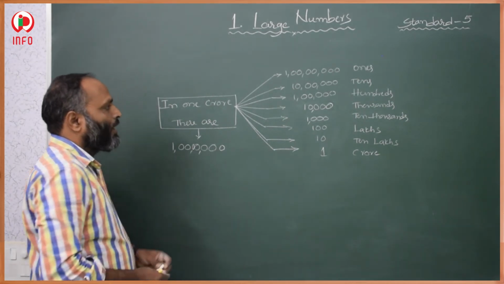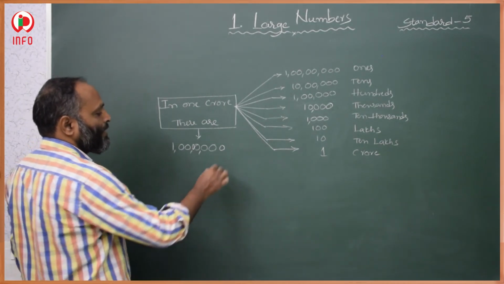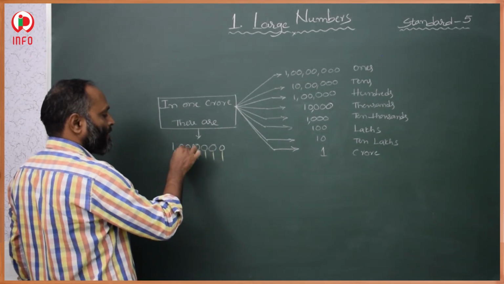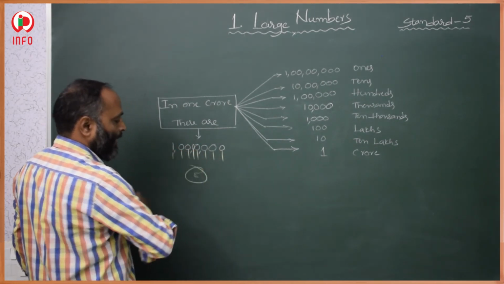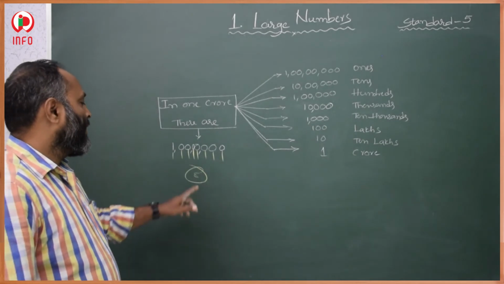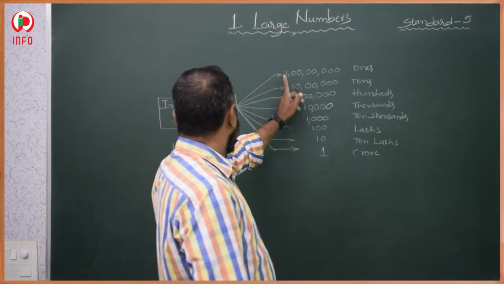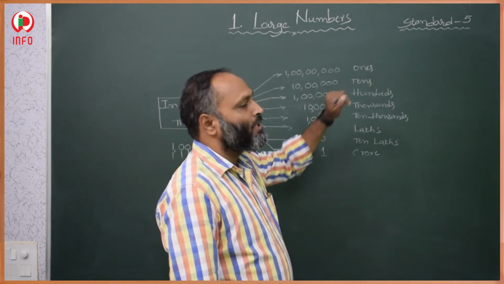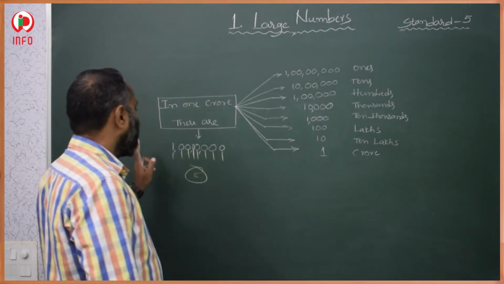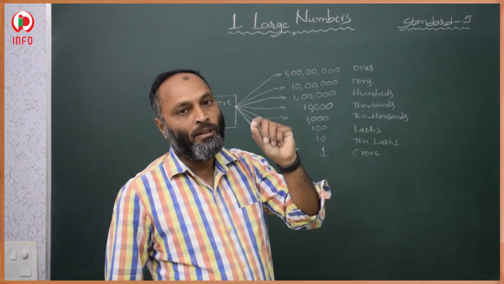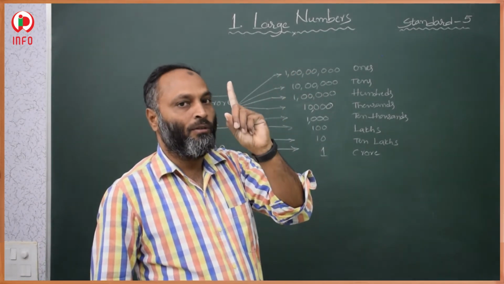So this is crore. In crore, total how many digits are there? 1, 2, 3, 4, 5, 6, 7, 8. 8 digits. So it means in crore, how many ones do we have? In crore, total this many ones we have. 1 crore ones makes 1 crore.